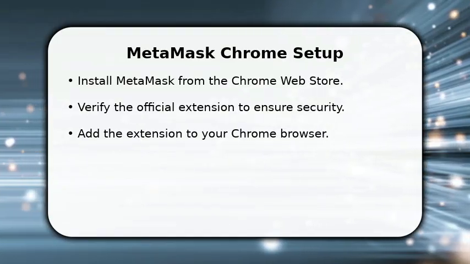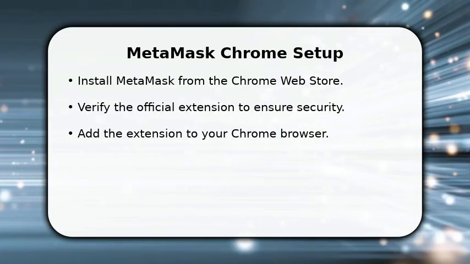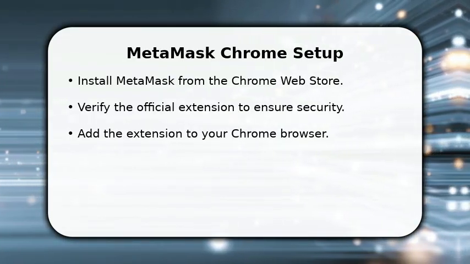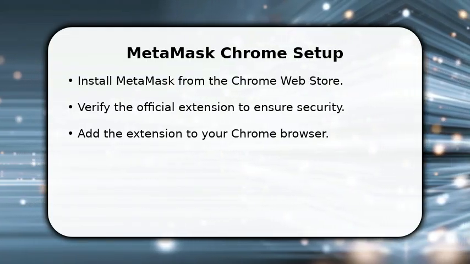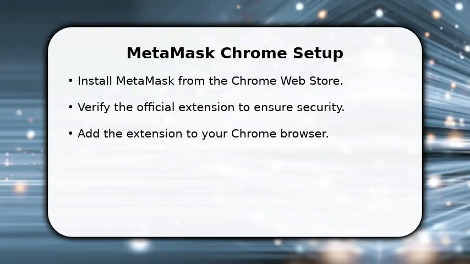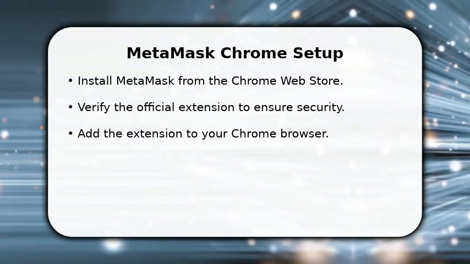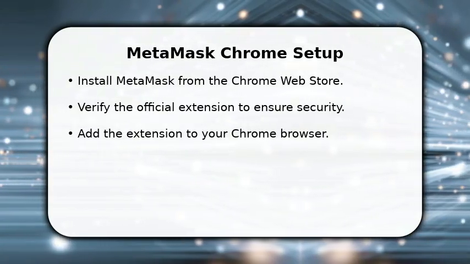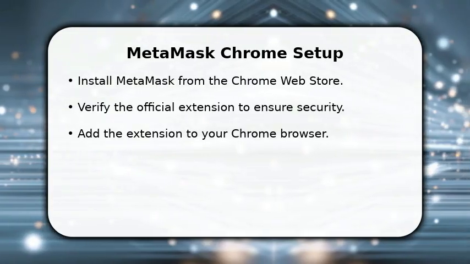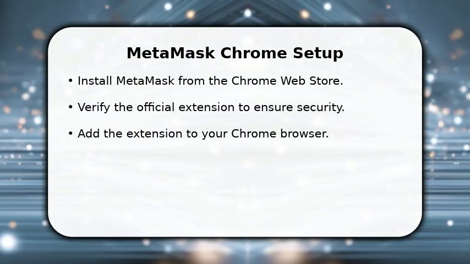In this video, I will explain how to set up the MetaMask extension on Chrome. First, open your Chrome browser and navigate to the Chrome Web Store. Search for MetaMask and select the official extension. Click Add to Chrome and then Add Extension to begin the installation process. This will integrate MetaMask directly into your browser, making it ready for the next steps.